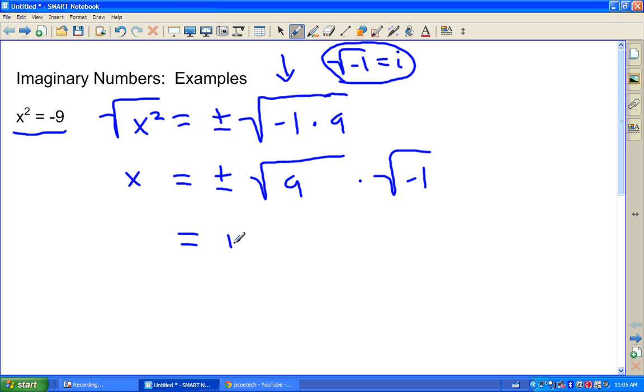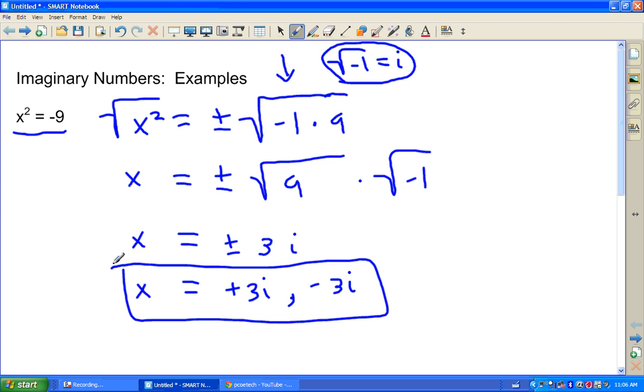Now really we know that that is a 3. 3 comes out from under the 9, and square root of -1 is i. So there's my answer right there. It's actually going to be plus 3i, minus 3i. There are my two solutions for x in this equation. It's really that simple, but you have to look to break up this -9 into a -1 and a 9. So this comes out as a 3, this becomes i, and there are your two answers. Don't forget to take plus or minus when you take the square root in an equation.